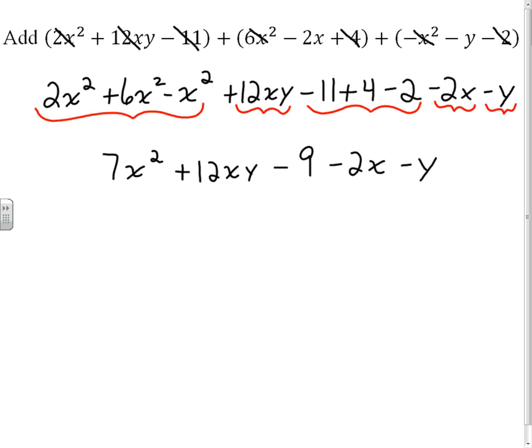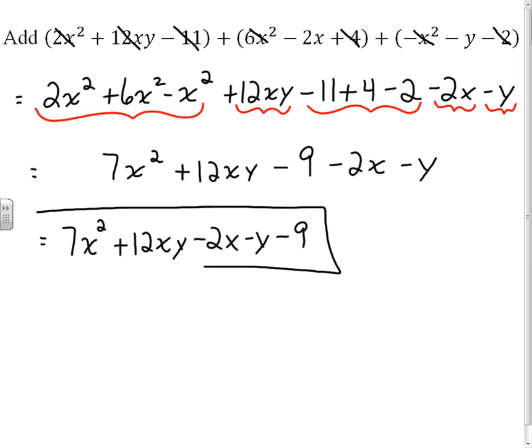All right, now if you wanted this in descending order, you would put the minus 9 at the end. So we'll put equal signs indicating that all these are equal. So we have 7x squared plus 12xy minus 2x minus y minus 9. Now remember, the coefficients go with the terms. So as you move the minus 9 to the end, you have to take the negative sign with it.